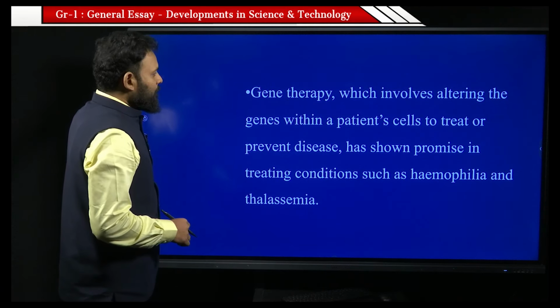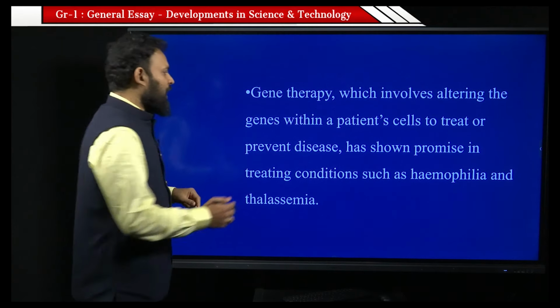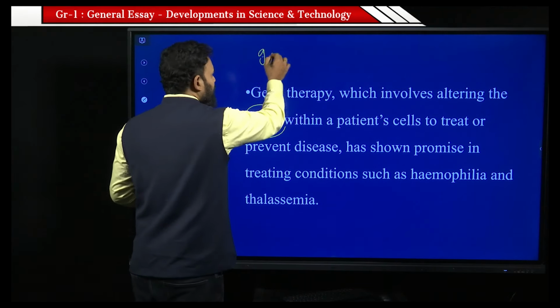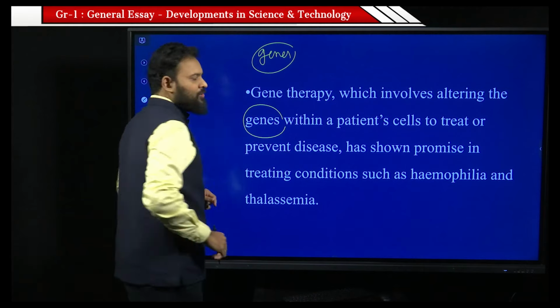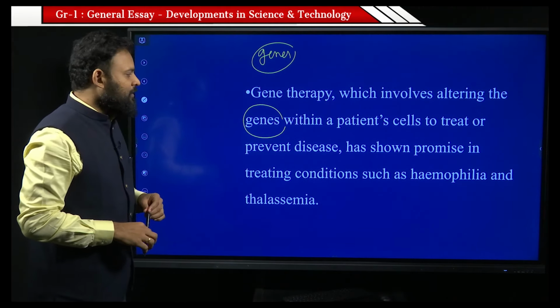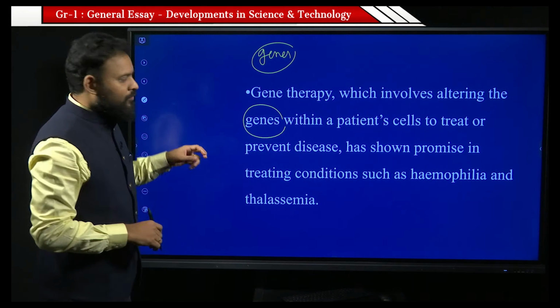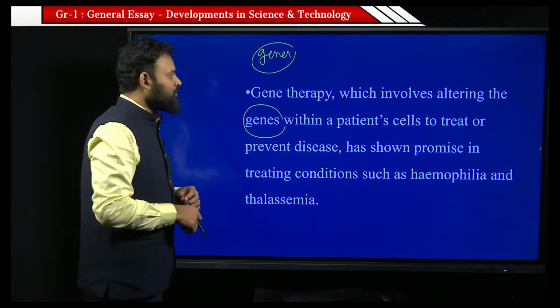And then you see gene therapy, which involves altering the genes. Whatever the gene where you have the issue, you will alter that gene and create a solution with patient cells to treat or prevent diseases. It has shown promise in treating conditions such as hemophilia and thalassemia. Thalassemia is a genetic disorder where they have blood issues. By gene therapy, you can address these problems. You can introduce new cells which have been treated with this gene therapy and help these patients. So that is one new development.